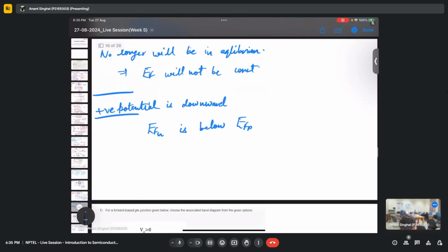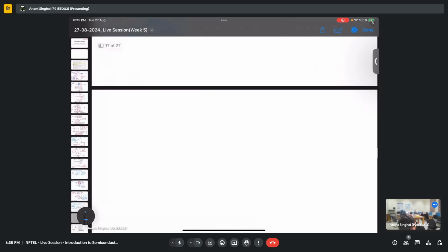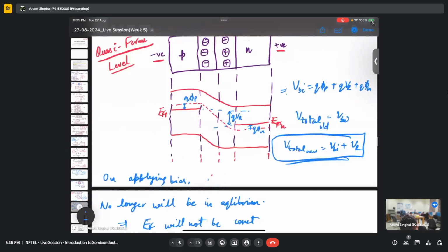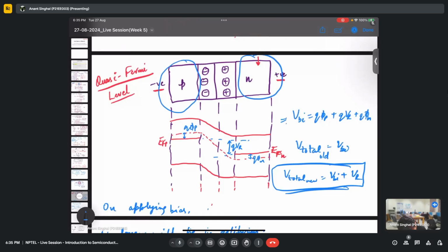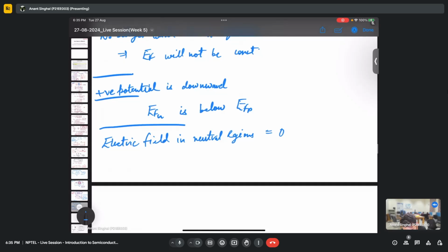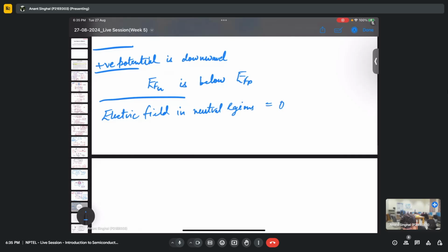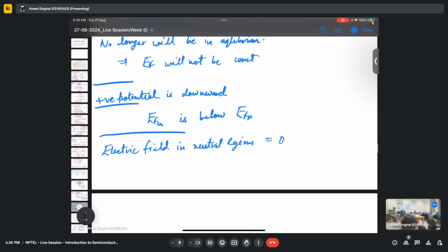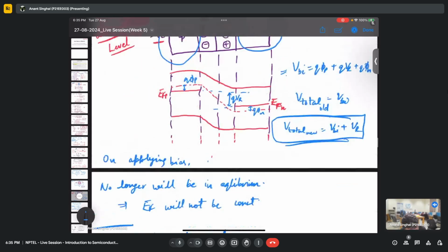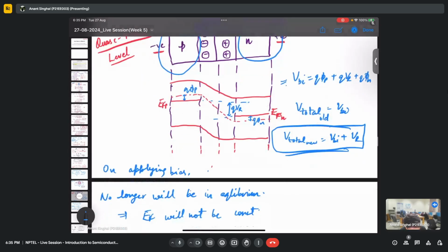And if I talk in terms of electric field now, the electric field in the neutral PN junction regions will be zero, or very small. We all know that. That is what I meant to say: the electric field originates from the positive to the negative side. And since we have a higher potential, we will have a higher peak electric field for the reverse bias PN junction. I hope this is quite straightforward.